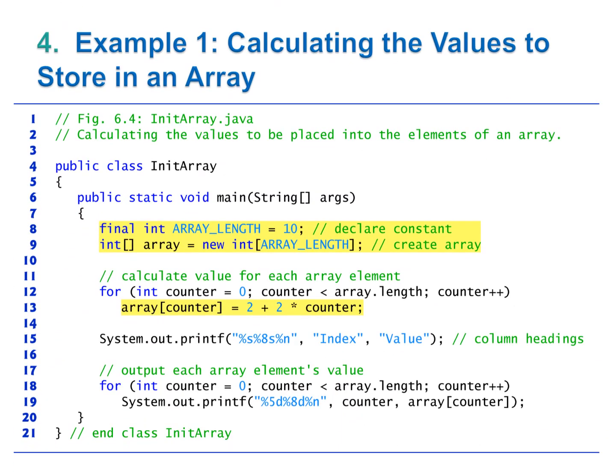Let's start with the first example using arrays. This example is a Java program named initArray.java that creates a 10-element array and assigns to each element one of the even integers from 2 to 20. Those are the numbers 2, 4, 6, up to 20, etc.